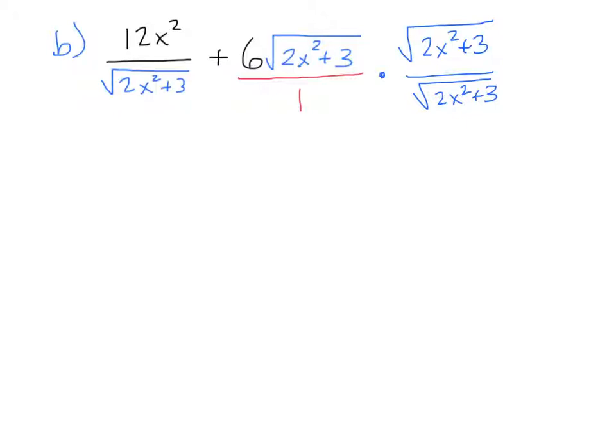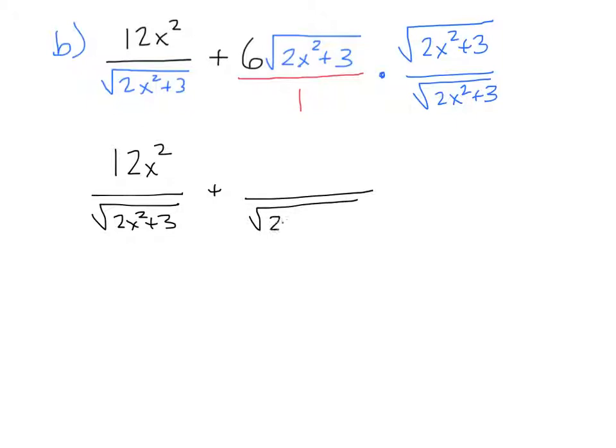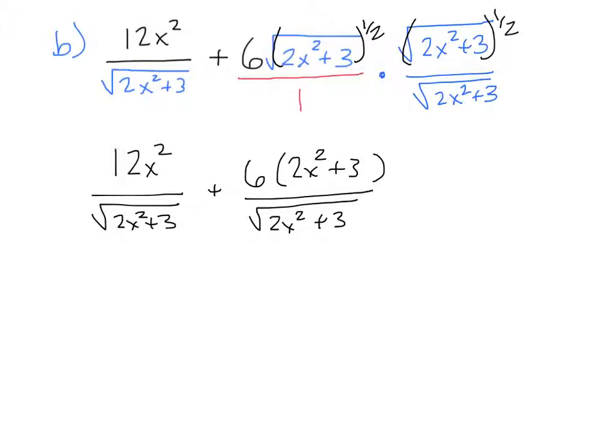So you get a new addition problem. You get 12x squared over the square root of 2x squared plus 3, plus the new fraction, which has the same denominator, because 1 times the square root of 2x squared plus 3 is just the square root of 2x squared plus 3. But in the numerator, we're going to have 6 times 2x squared plus 3 to the first power. Remember, a square root is like raising an expression to the 1/2 power. And so if both of these are raised to the 1/2 power, we simply add the exponents and we end up with the first power.